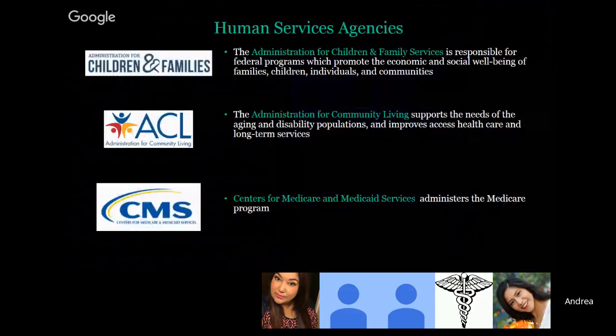Okay. These slides are kind of an overview and a recap, so I'm not going to read them all to you. Like they said, there are 11 operating divisions. These 3 are the human service agencies: Administration for Children and Families, Administration for Community Living, and the CMS, which will be presented in the other presentation this week.